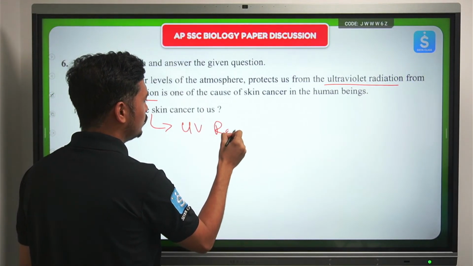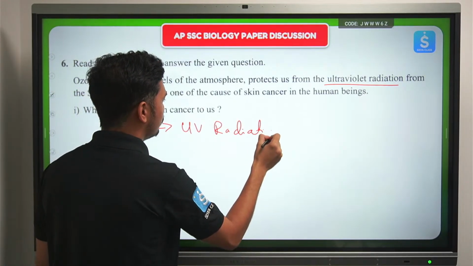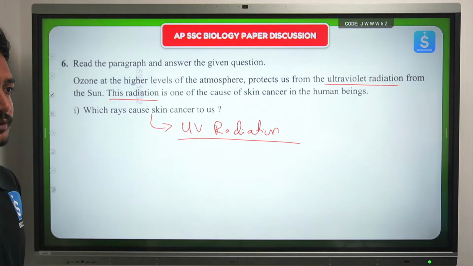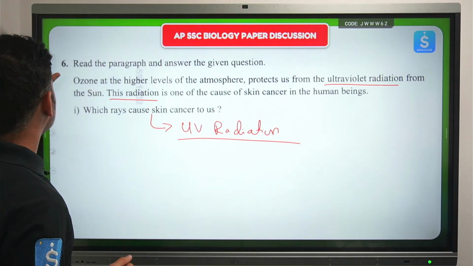Okay, if you are writing UV radiation or ultraviolet radiation, both will be the correct answer and you will get 1 mark out of it. Okay, very simple. Let's move ahead.